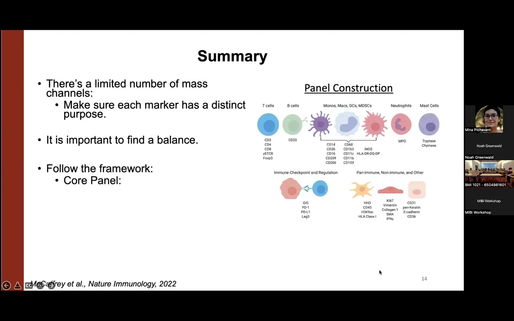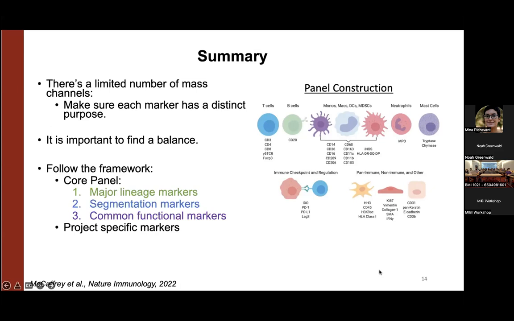Please follow the framework that I've outlined, which includes having a core panel that consists of major lineage markers, segmentation markers, and common functional markers. And then also you can include your project-specific markers. But following this framework will really make the downstream analysis more straightforward and will make the rest of your time analyzing the data much more useful.